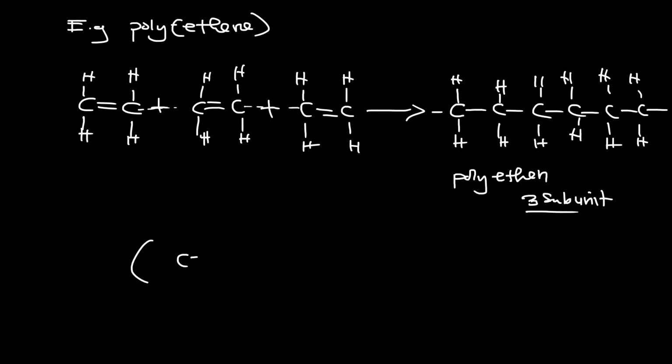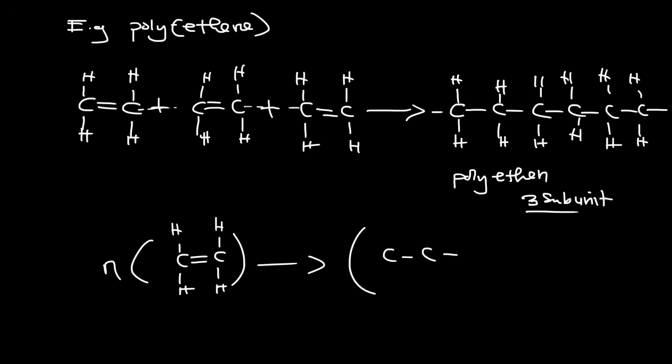In general, if you have an alkene, that is ethene in this case, this number represents the number of subunits, resulting in a polymer, which is polyethene, with a lot of subunits. So to show that it's a continuous chain of this, you just put it like that.